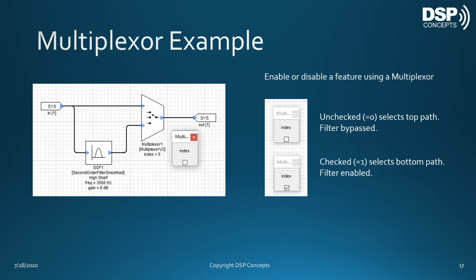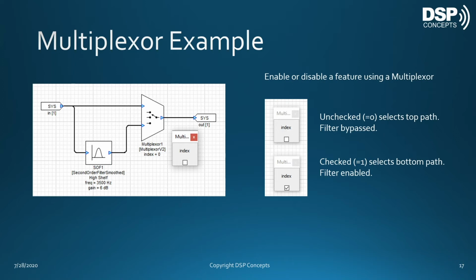Now you might be wondering, what's the advantage of doing it this way versus just bypassing the second order filter? Well, with bypassing, you get an abrupt start and stop of the audio processing, so you can get pops and clicks. Whereas with the multiplexer, you can smoothly enable and disable the feature. I also want to note, when it's disabled, the filter on the bottom is still processing. It's just that the output isn't used. And then when you enable it, it starts using the output of the filter.